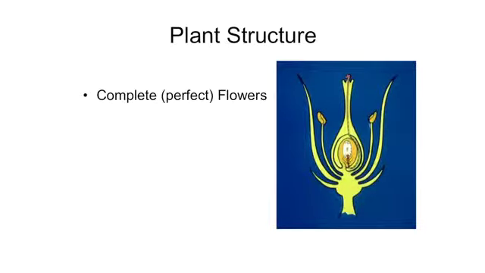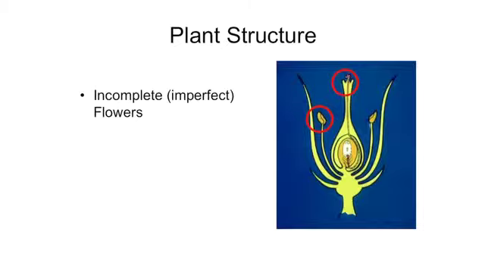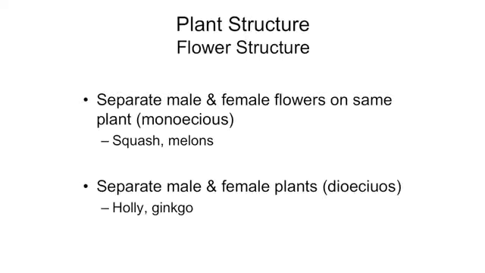So a complete flower has male and female parts in the same flower. An incomplete flower would be one that's just a male flower or just a female flower, like we have on squash and cucumbers. In some species, entire plants are just male or just female as well. They only bear male flowers or just bear female flowers. So we have all combinations.